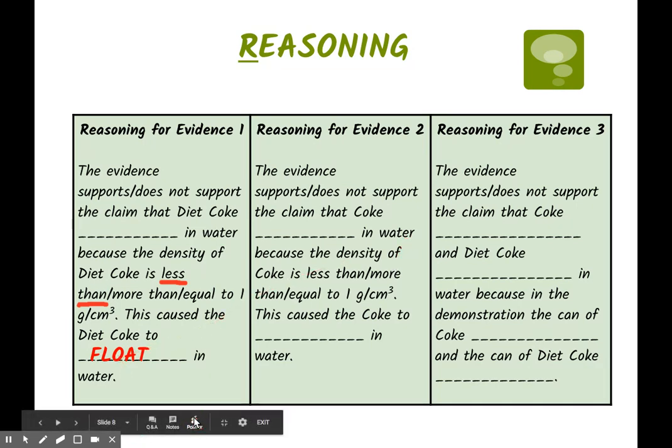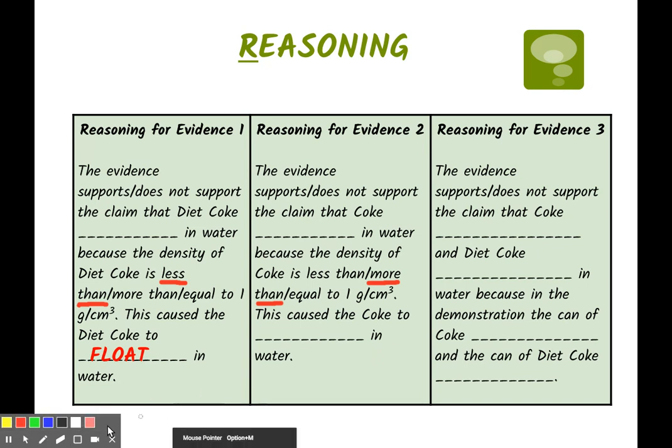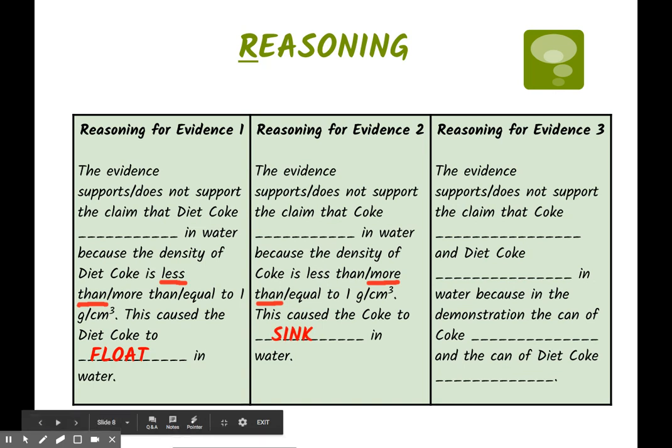And this is because the density of Coke, is it less than, more than, or equal to 1 gram per centimeter cubed? It is more than. And this is why the Coke would sink. The density is more than water, it's sinking. Less than water, it's floating.